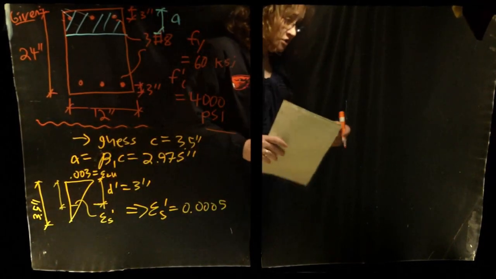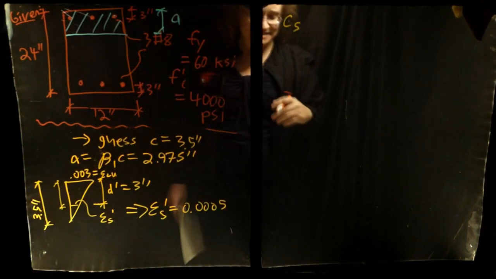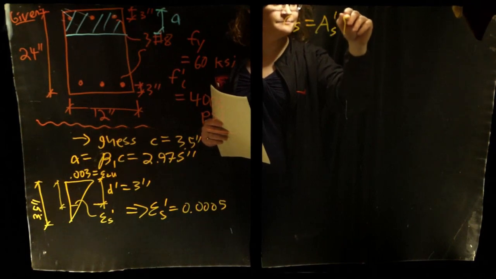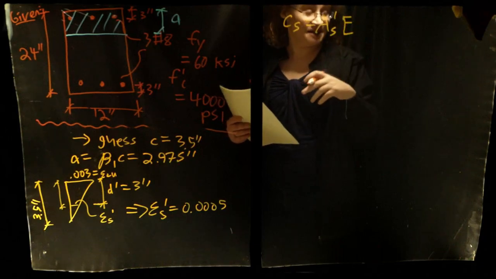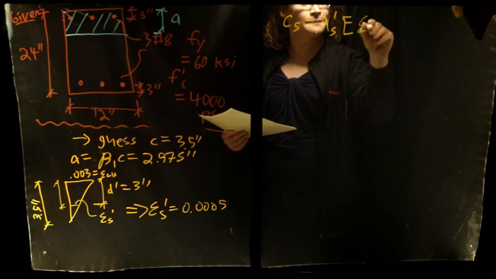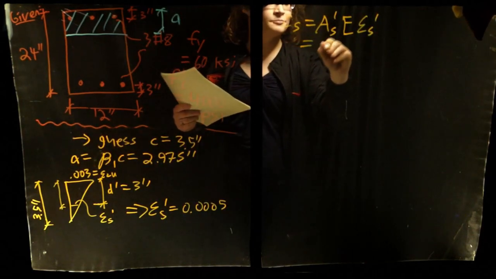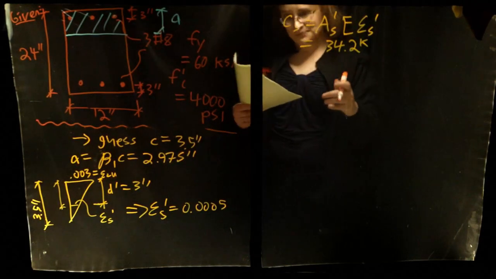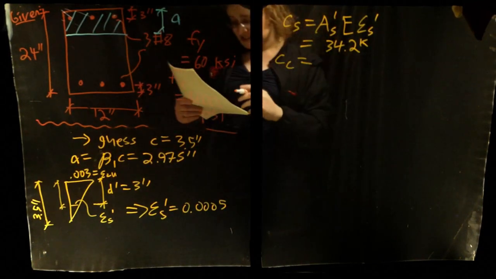0.0005. Okay. So based on that, I can recalculate my capital C sub S, the compression force in the steel, which again, as we saw, is equal to A S prime, the area of the steel, times the elastic modulus times epsilon S prime. When I multiply that out, I get a value of 34.2 kips. If you want, you can pause here and compare that to the previous value. That would be interesting. And then C sub C, the compression force in the concrete, is equal to 0.85.